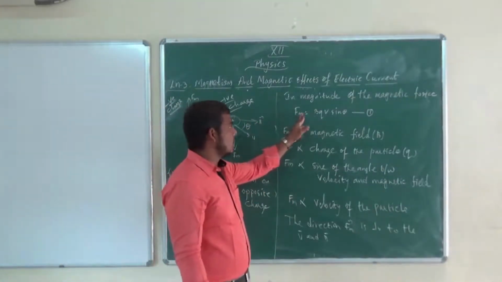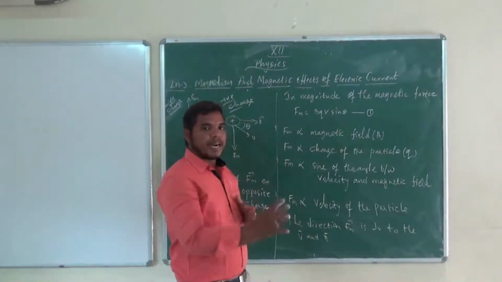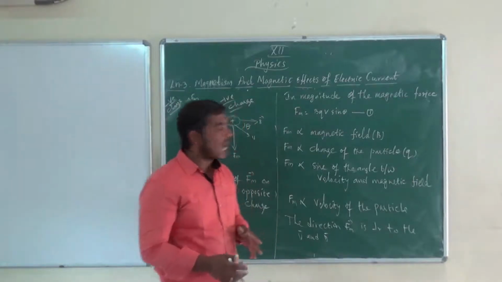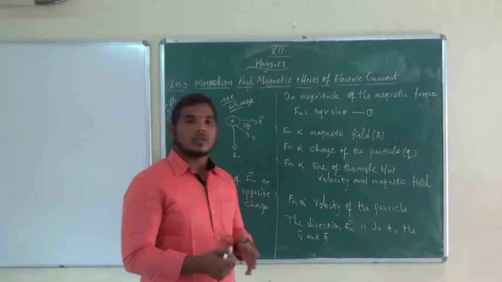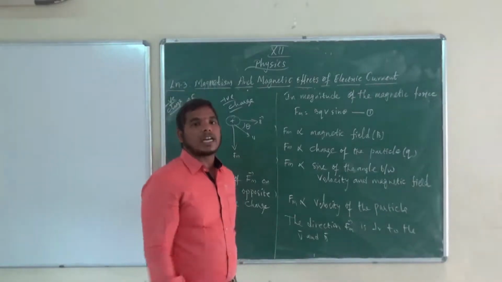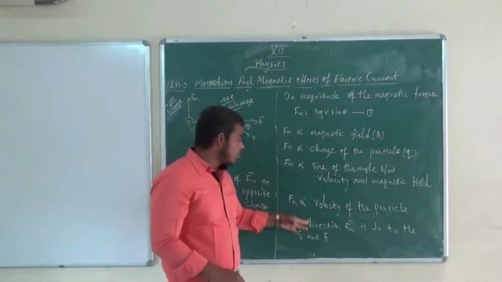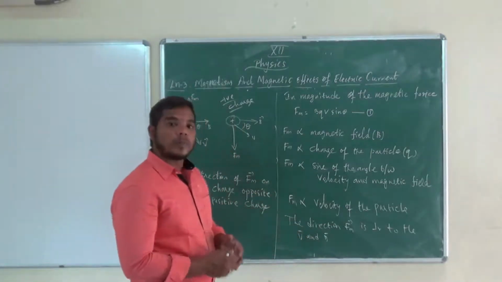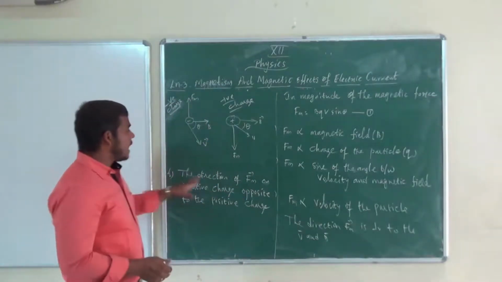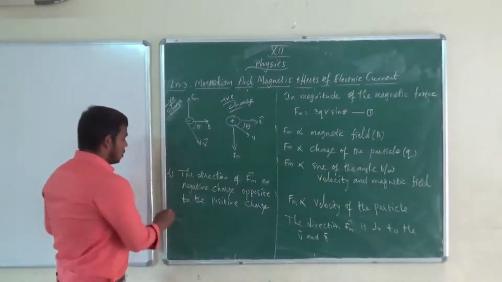The magnitude of the magnetic force is denoted by the equation Fm = BQV sin theta. The magnetic force is directly proportional to the magnetic field, the charge of the particle, the velocity of the particle, and the sine of the angle between velocity and magnetic field. Next, the magnetic force direction is perpendicular to the velocity and the magnetic field. Next, the direction of magnetic force on a negative charge is opposite to that on a positive charge.